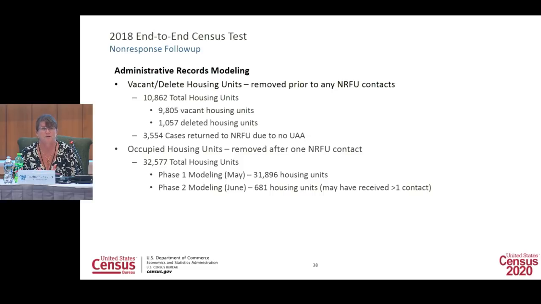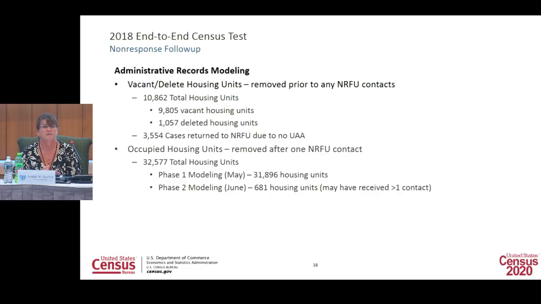And then for occupied units, again, we model them at the start to see if we have good, high-quality administrative records data. Those are data from federal sources like the IRS or the Social Security Administration, and we use a consolidated set of those federal records. If we have good, high-quality data for a household, we'll make one attempt, go out there, try to knock on the door, try to do an interview. If we can't make contact with that household, then we will use those administrative records data in order to enumerate that household, and then we don't have to make any more of those expensive visits.